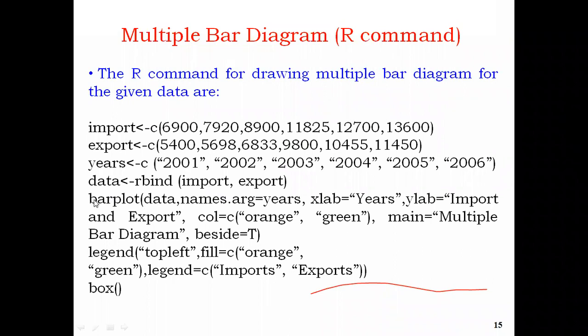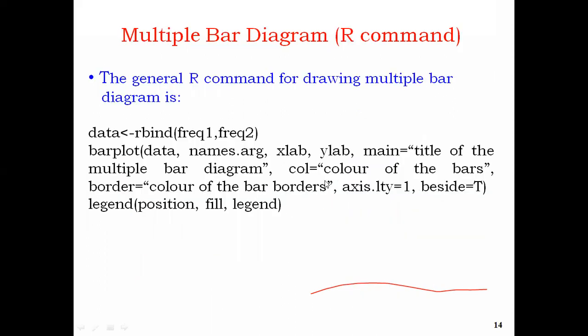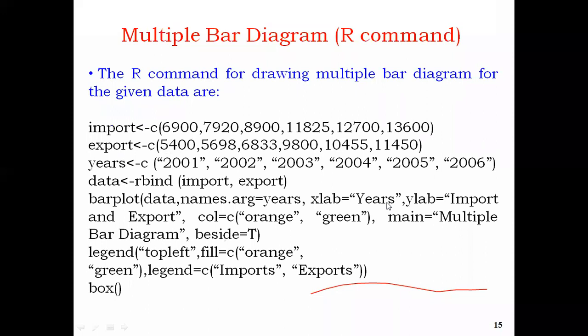So barplot, data. Data means we are considering import and export, which we already denoted here. So barplot, data, then names.arg. This is years, because these are in years. It is given for 6 years. Import and exports for the countries given for 6 years. And then xlab, here we are considering years. And in the case of ylab, we are considering import and export. So that's why for xlab we are taking years, and for ylab this is equal to import and export.